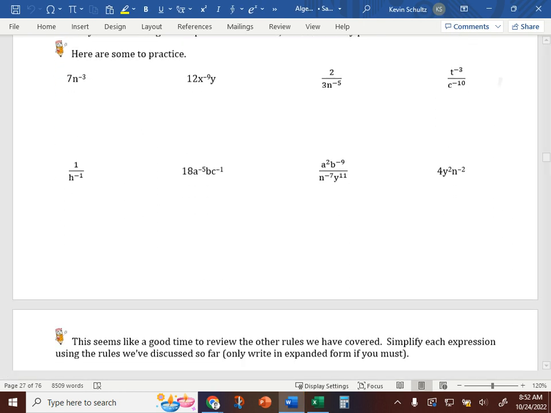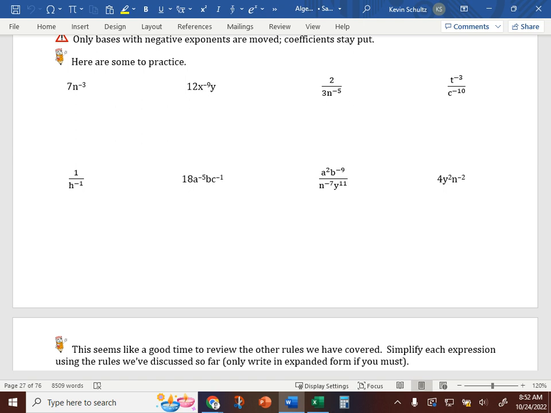So 7n to the negative third. Okay? What's being moved? We'll start there. What's got the negative power, Caitlin? The n does, right? Not the 7. 7's the coefficient. That's all good. But it's the n to the negative third. So we're going to move this to the other part of the fraction. We're going to move it down.